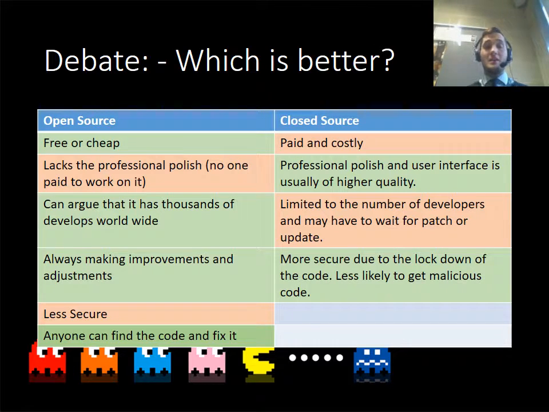Now you can argue that it's a good thing that there are thousands of developers worldwide working on an open source piece of software, but that can also be a problem because there's more chance of somebody malicious messing about with it. Whereas in a closed source environment, they usually have restrictions and there's usually a lockdown so that people are there that are responsible. So with open source software, you can always make improvements and adjustments to it. But like I said before, closed source software is more secure. So that's a kind of rundown and a debate, and that's the sort of thing that you're going to need to show both sides to the story on in an exam situation.